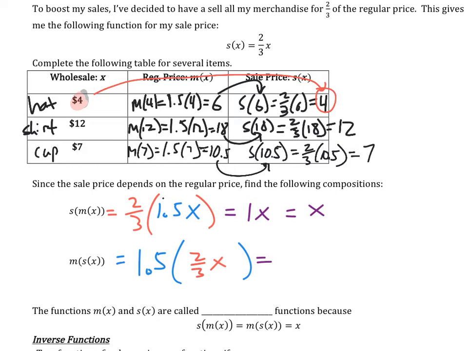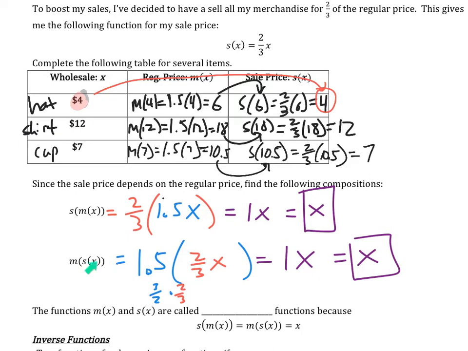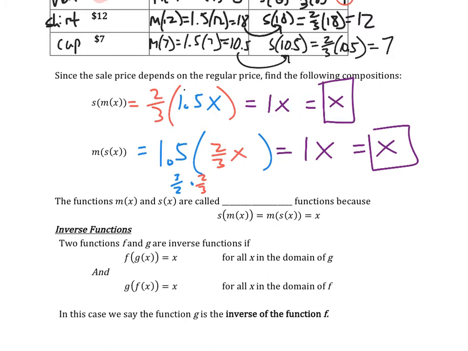If you want to work this out, you could change this 1.5 into a fraction. This is 3/2 times 2/3, which is 6/6, which is 1x, or just x. Okay, so moral of the story here is this. When we compose these functions with each other, we just get x. Compose them either way, we get x. X is what we put in, x is what we get out, because these are inverse functions. Inverse functions undo each other. They are exact opposites. Okay, they undo.